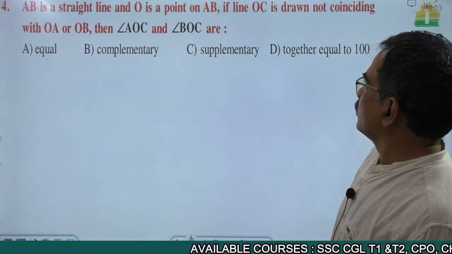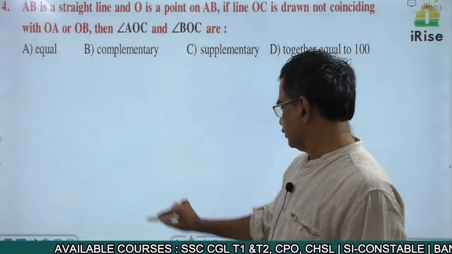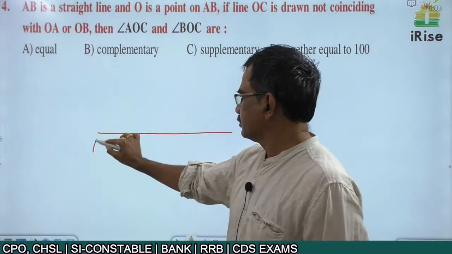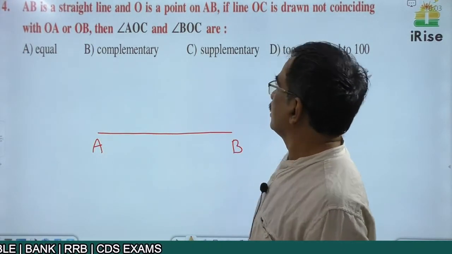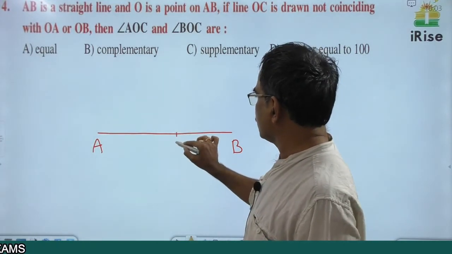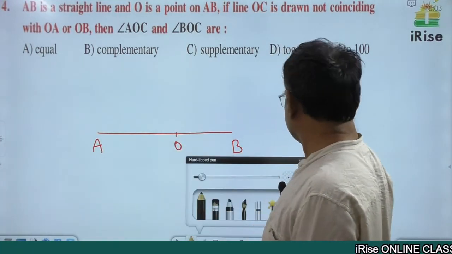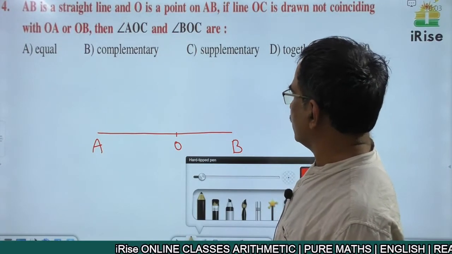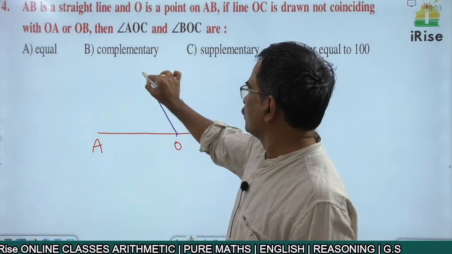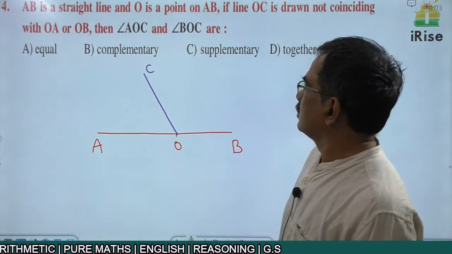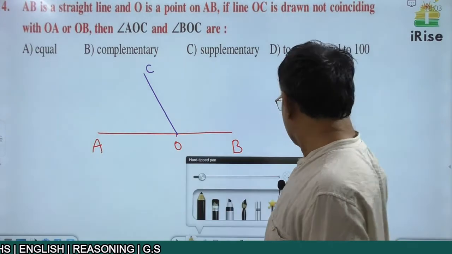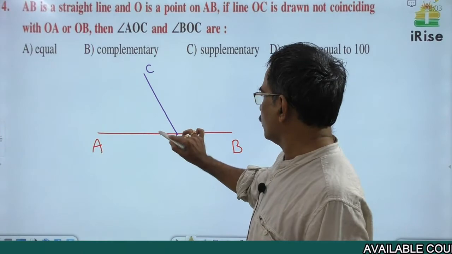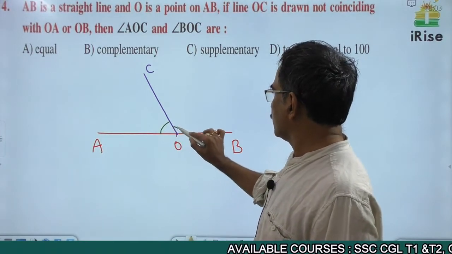AB is a straight line and O is a point on AB. Let this be O. A line OC is drawn not coinciding with OA or OB. Then what are angles AOC and BOC? AOC is this one, BOC is this one.